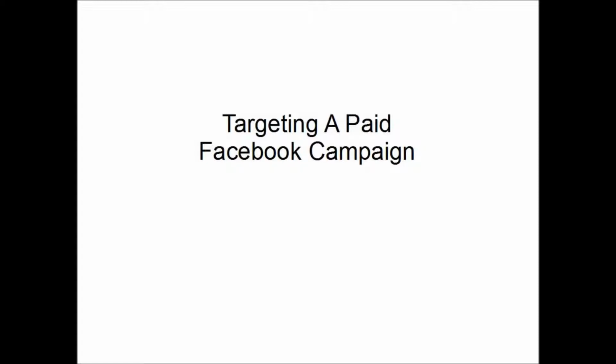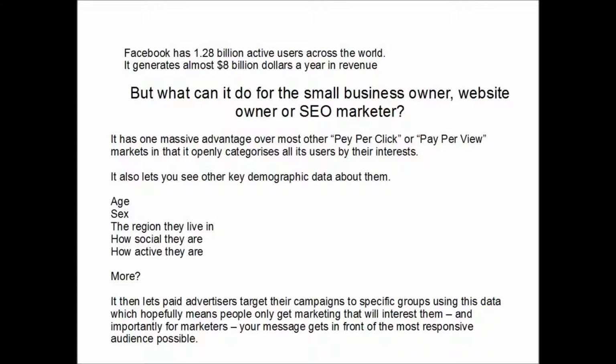I'm going to go through this part pretty quickly and actually get on to how to do it. Just a bit of background: Facebook has over 1 billion active users, whether you take those figures with a pinch of salt or not, but that's a decent ballpark. It gives you a lot of control as an advertiser over how you target those users. Whereas Google keep hiding their application calls, Facebook are increasing their visibility to allow you to target even better. Age, sex, region they live in, how social they are, how active they are, and any of their interests can all be targeted by advertisers.